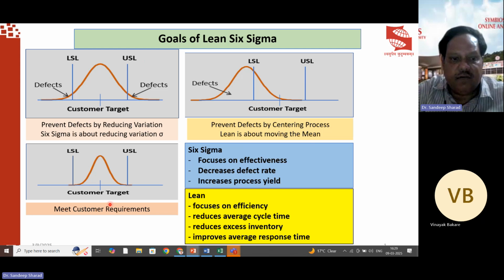This is another aspect. To meet the target on a continuous basis, for continuous customer satisfaction, our central line will be in between the LSL and USL. So Six Sigma focuses on effectiveness, decreasing the defect rate and increasing the process yield. Lean focuses on efficiency: reducing the average cycle time, reducing excess inventory, and improving the average response time.